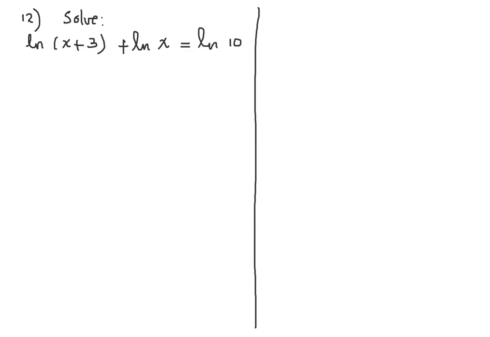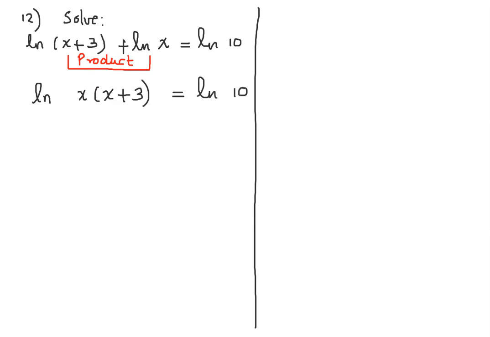So we have two logs here, so we have to see what property we can apply here. Since the middle sign is plus, we have to use the product property. So we're going to use the product property, which means x times x plus 3, we have to multiply them, equal to ln 10.